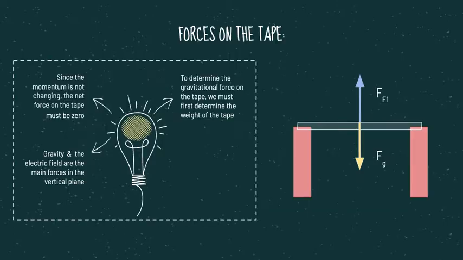Now we need to talk about the forces on the tape. For this experiment, we are only looking at the forces in the y direction. These forces are gravity and the force of the electric field, as shown in the free body diagram. Since the tape is not moving, per Newton's first law, we know that the net force must be zero, and therefore the forces must have the same magnitude in opposite directions.